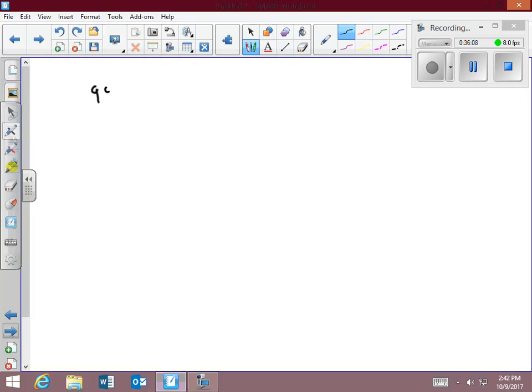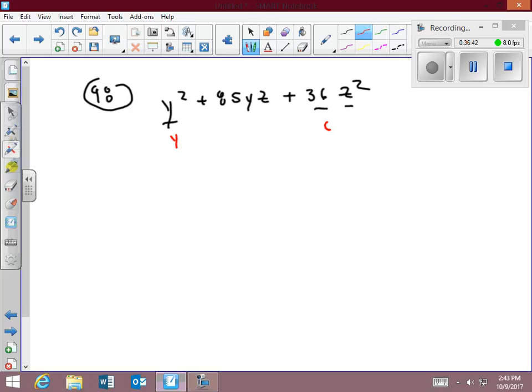98. Says y squared plus 85yz plus 36z squared. Okay, now that thing is a polynomial descending in y, ascending in z, no common factor. It's not a special case, although this is a squared term and this is a squared term. This squared term is y, and this squared term is 6z. But when you take 2 times y times 6z, you don't get 85yz. So it's not a special case.